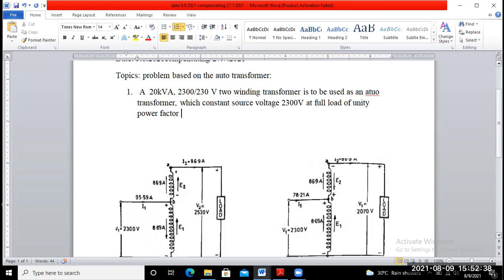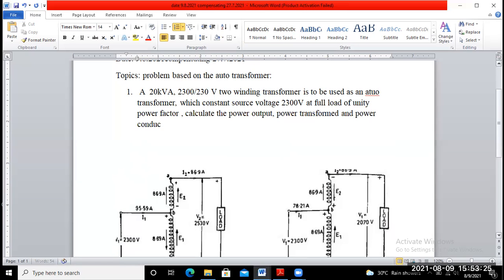Calculate the power output rating, the power transformed, and the power conducted.